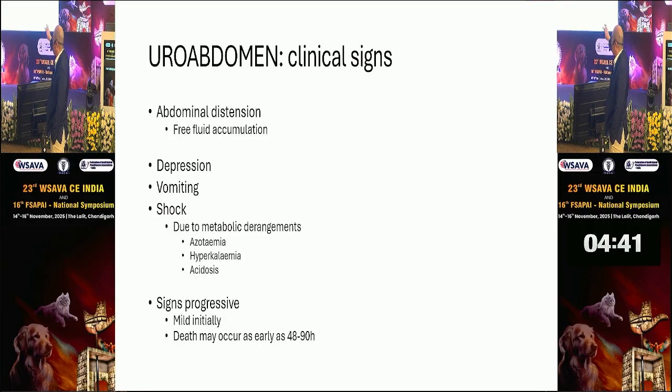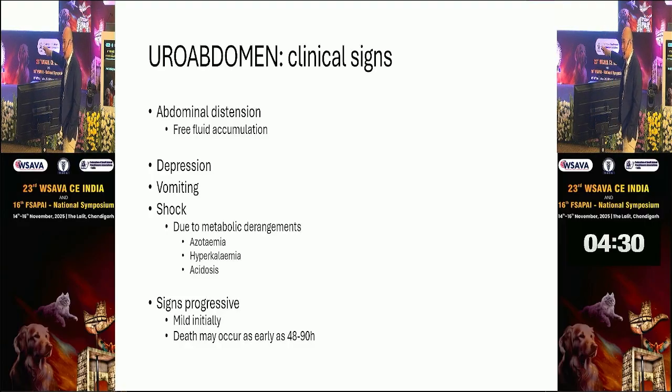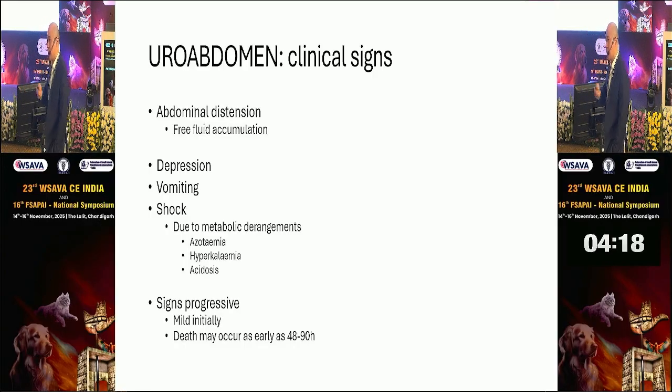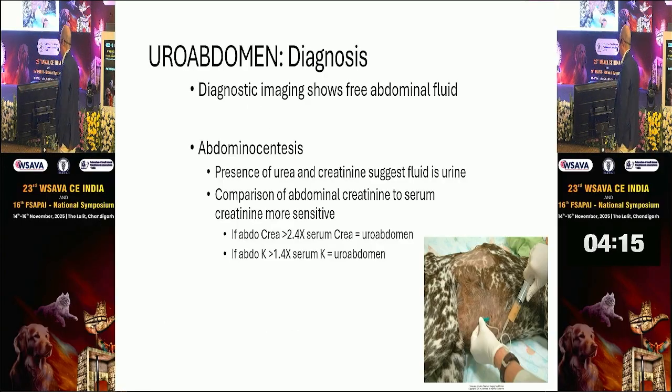To diagnose this, often you'll see, first of all, free abdominal fluid. That'll be your first clue. Now, that could be ultrasound, it could be radiographs, it could be palpation. These animals are often unwell if they've got a uroabdomen, so they'll be vomiting, they may look shocky, and again, these signs are generally mildly progressive at first, but then they tend to get worse. So often, these animals are not particularly unwell straight after it's happened, it's slightly delayed.